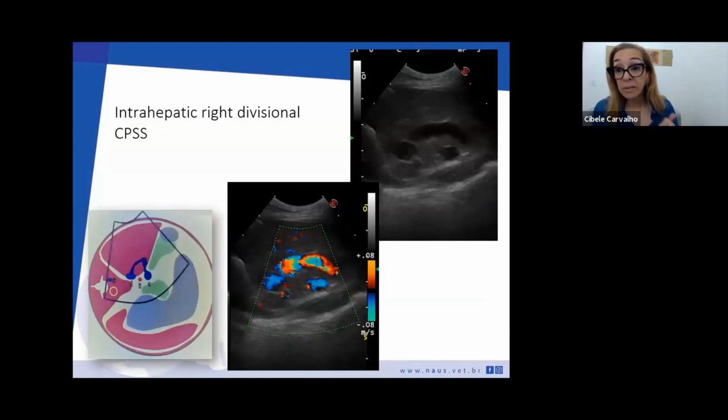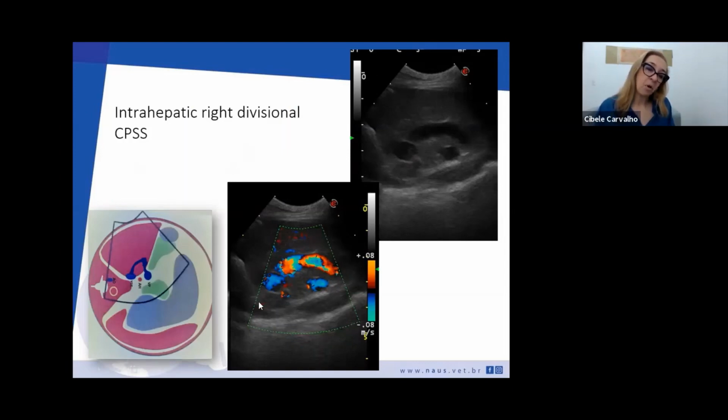We talked about how we can see the right ones, the left ones, and the central ones. So let's see this example. First of all, already on B mode, we can see this abnormal vascular architecture at the portal hilus. So on B mode, we already see that something is wrong, okay?